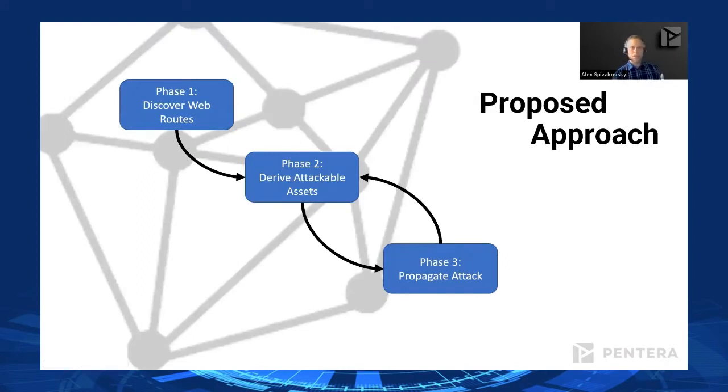Proposed approach, very simple. First, we need to discover and map the web routes in an application: web routes, paths, types of requests, and parameters. Derive attackable assets. Each attackable asset can propagate the attack. Each attack propagation, basically execution of an attack, can lead to more information disclosure. Each information disclosure can generate more assets. This is why the process of attack automation is not a playbook. It's something that is continuous, because every new attack phase generates more information for the attack navigation calculator.